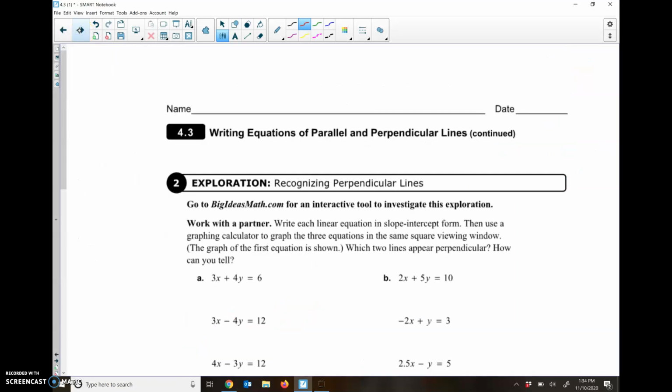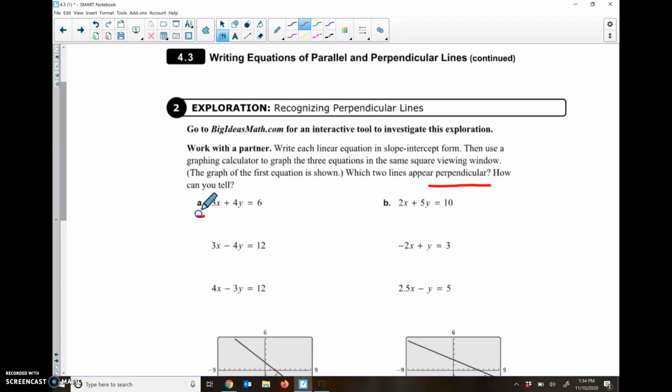If you look at the second page here, now it's asking for which ones are going to be perpendicular. So now we're going to do the same thing and we're going to figure out what the opposite reciprocals are. Okay, so here, on A, again, we'll call this line 1, line 2, line 3. I'm going to subtract 3x from each side, so I have 4y equals negative 3x plus 6. Divide by 4.